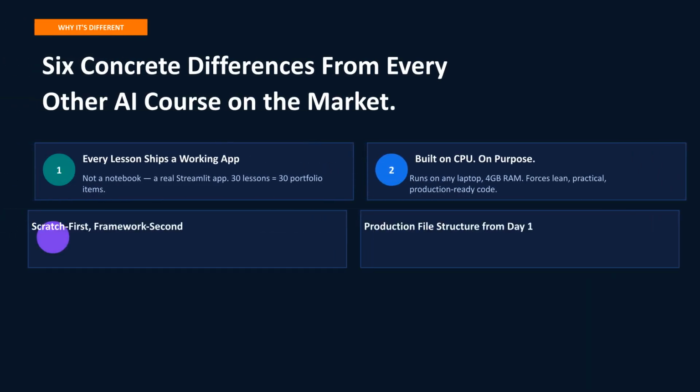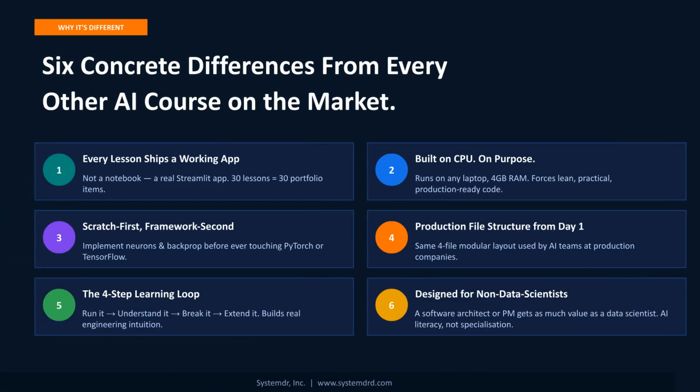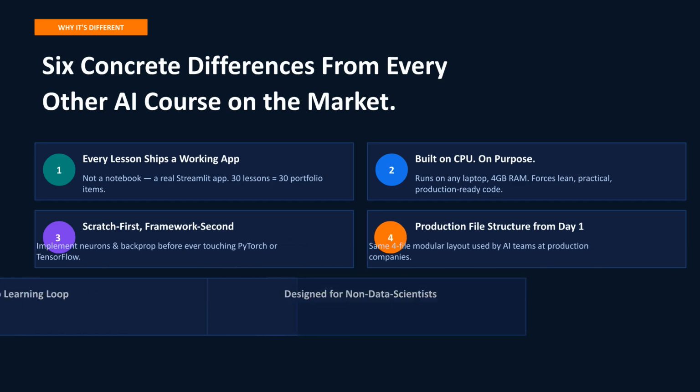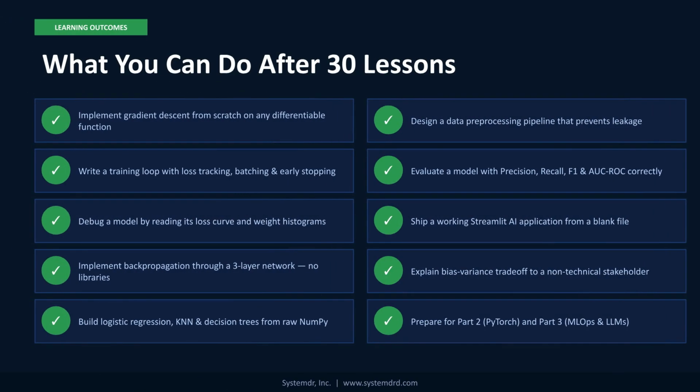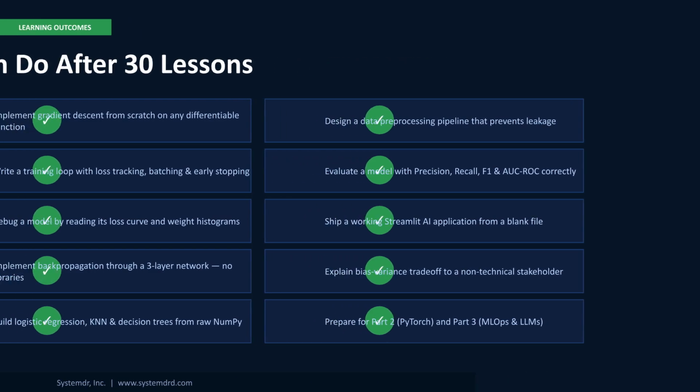Discover 6 concrete differences. Every lesson ships a working app. It's built on CPU, by design, forcing practical code. We are Scratch first, framework second, and use a production file structure from day 1. After 30 lessons, you'll be able to implement gradient descent, write robust training loops, debug models, implement backpropagation without libraries, and build classical ML models from raw NumPy.